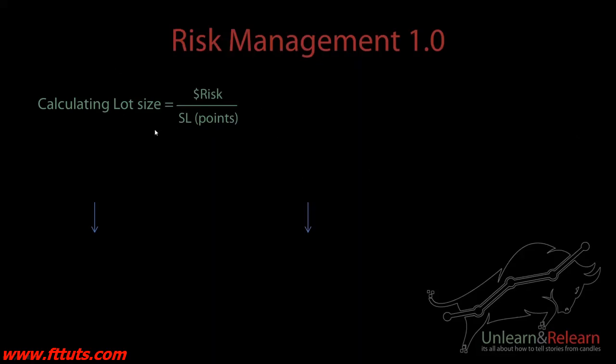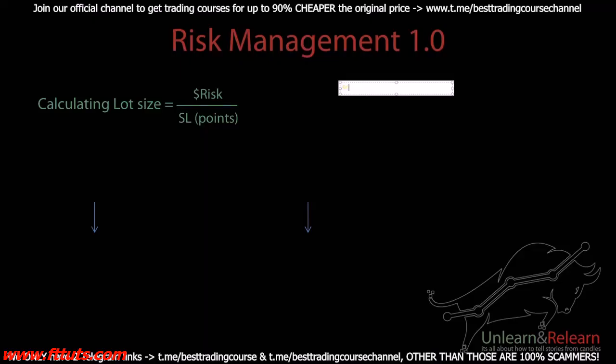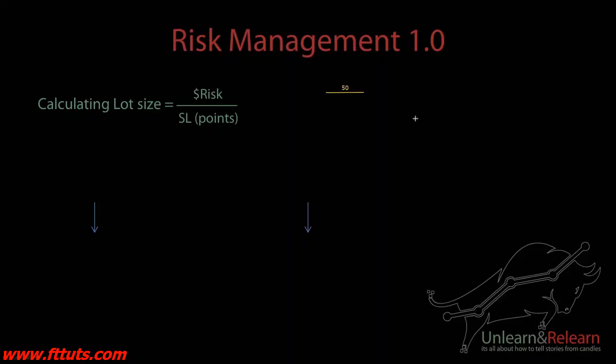So let's say you have a dollar risk. Let's say someone has a $1,000 account and they say, okay, I want to risk maybe $50. And when you calculate your stop loss, you say my stop loss is going to be, let's say, 20 pips. What you have to do is measure the stop loss in points. So 20 pips is probably going to be 200 points.